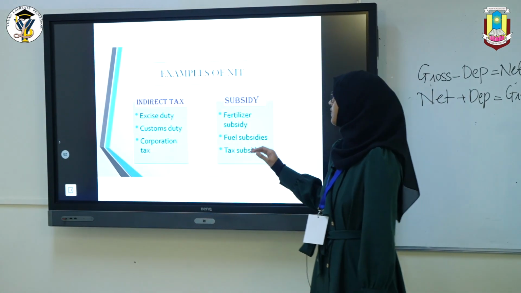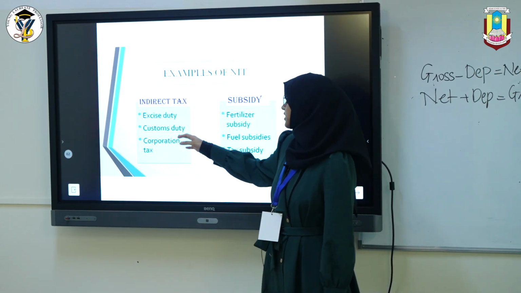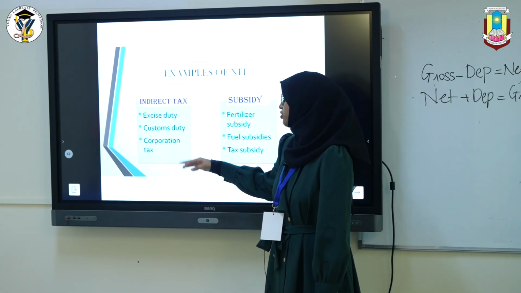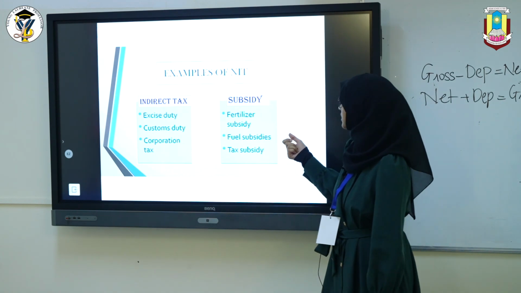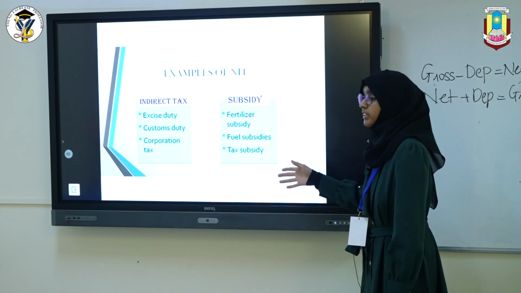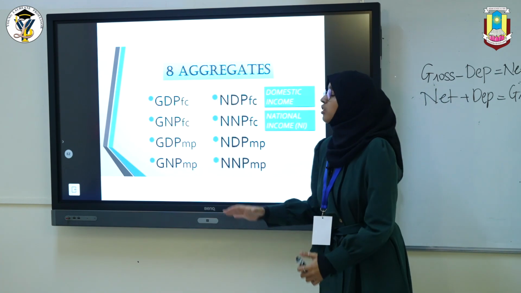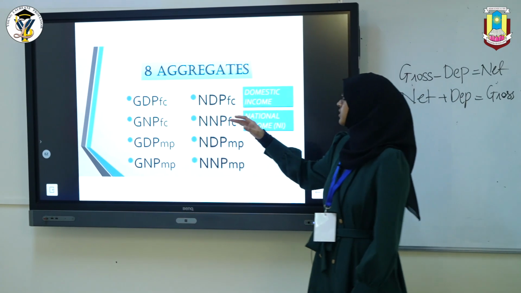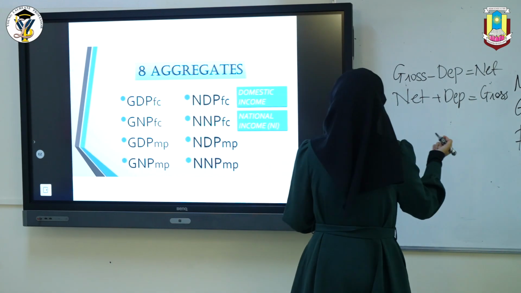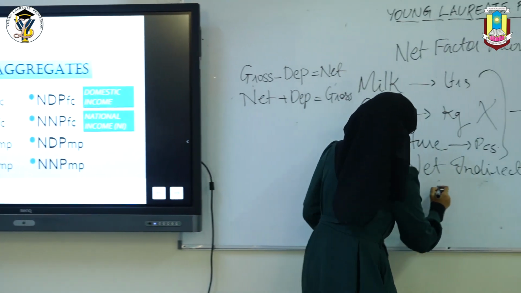Examples of NIT are indirect taxes such as excise duty, customs duties, and corporation tax. Subsidies are fertilizer subsidy, fuel subsidy, and tax subsidies, and many more. These are a few examples. So, which we saw before, 8 aggregates. We will study these with the help of this diagram.